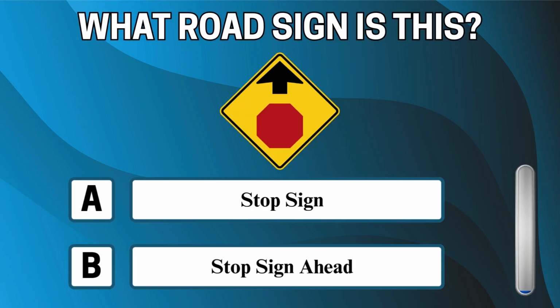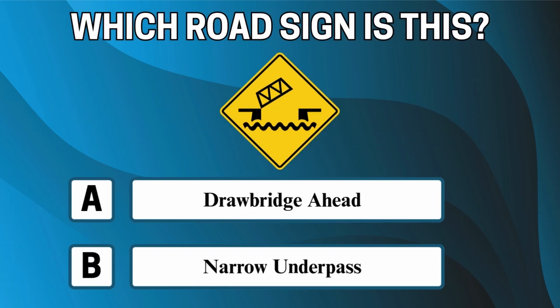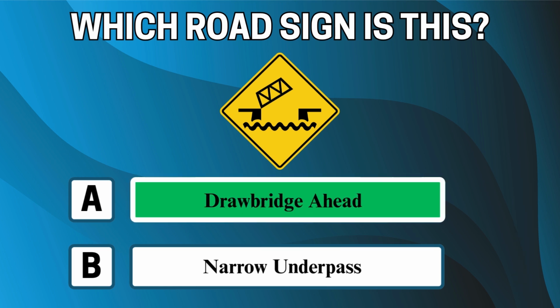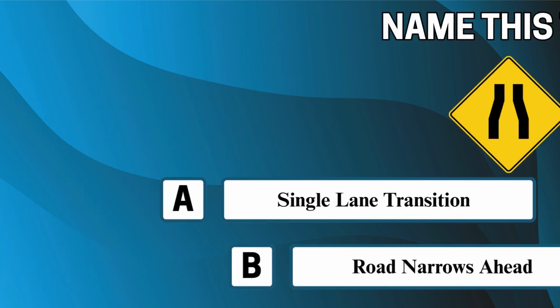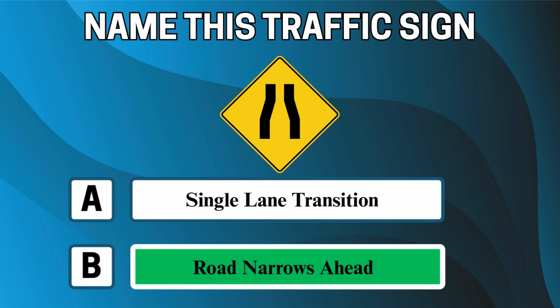Identify this traffic sign. Correct, that is the stop sign ahead sign. Which road sign is this? That is right, it is the drawbridge ahead sign. Name this traffic sign. Yes, it is the road narrows ahead sign.